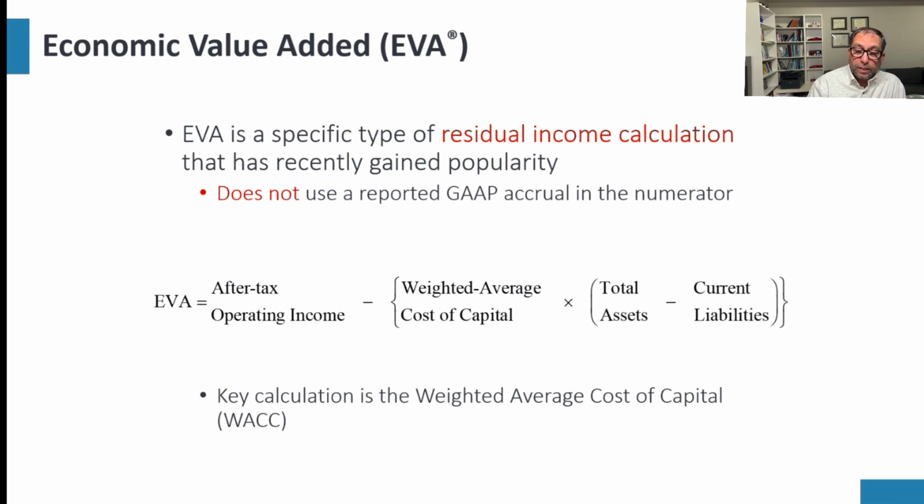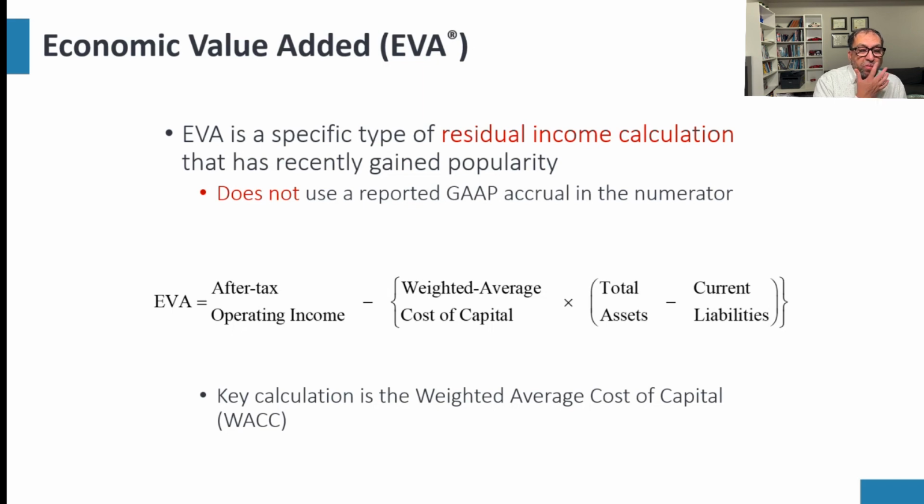The third indicator or measure of performance of the subunits of a multinational corporation is economic value added, EVA. EVA is a specific type of residual income calculation. So again, this is based on RI. It's a modification of the RI method that has recently gained popularity. It does not use a reported GAAP accrual number in the numerator. So this is not from the financial statement.